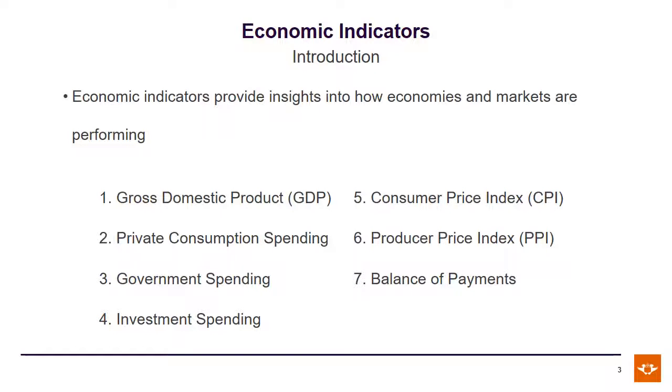Now we look at economic indicators. Economic indicators help us to gauge how economies and markets are performing. The more important indicators that we tend to focus on: gross domestic product, or GDP, private consumption spending, government spending, investment spending, CPI, PPI, and the balance of payments.